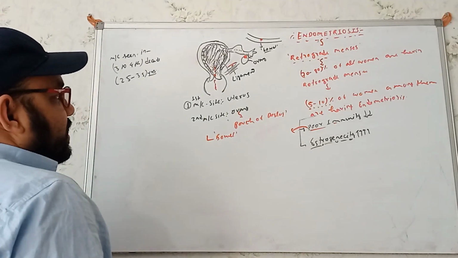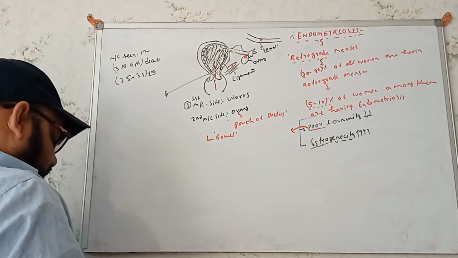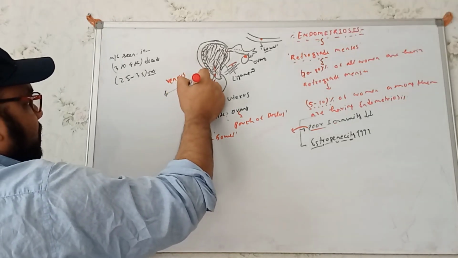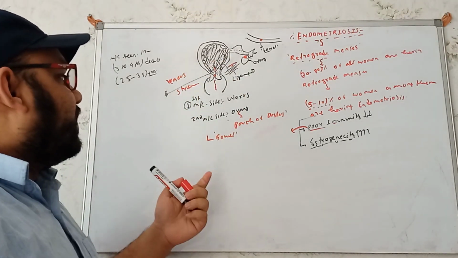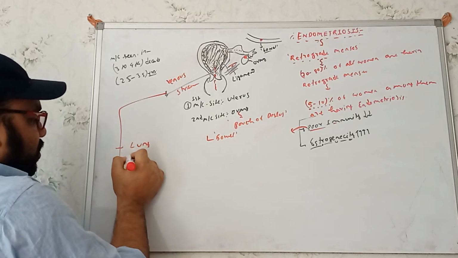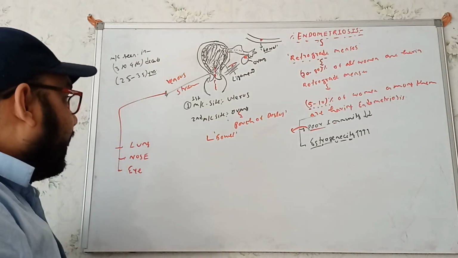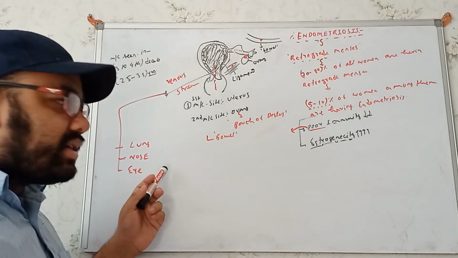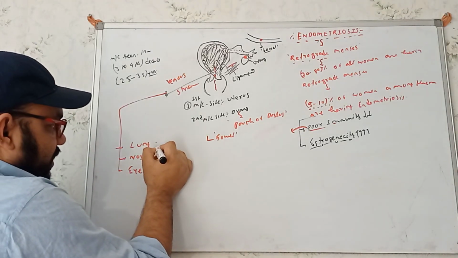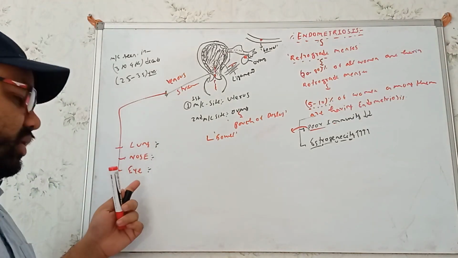Now, the most dangerous condition we'll get to see is that through the venous route or through the bloodstream, sometimes the endometrial glands can also go to the lungs, the nose, the eye. If the endometrial glands are located within the lungs, nose and eye, then by the same process, under the influence of estrogen and progesterone, we'll also see periodic bleeding within the lungs, nose and eye.